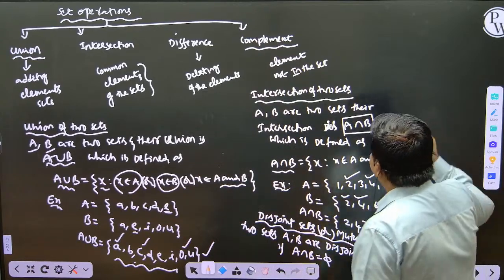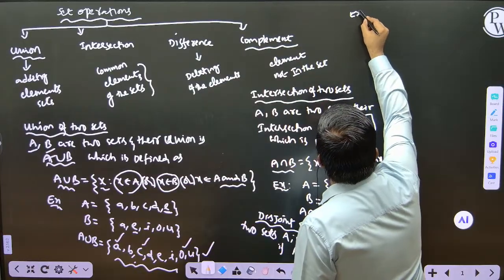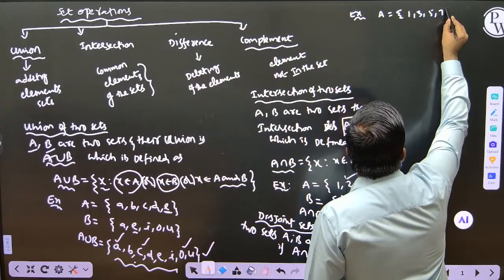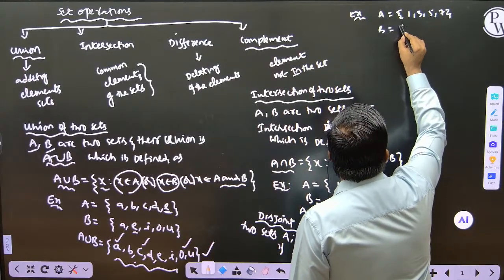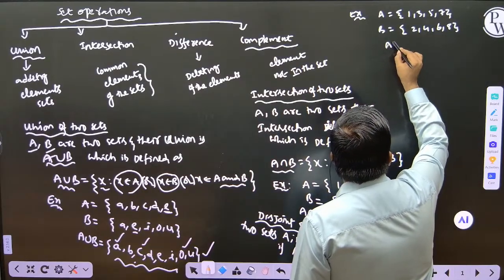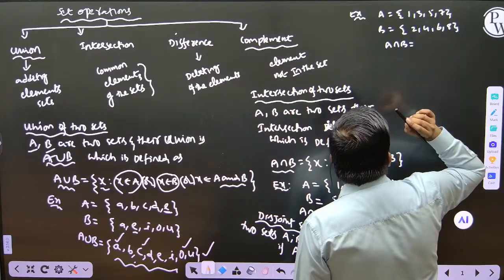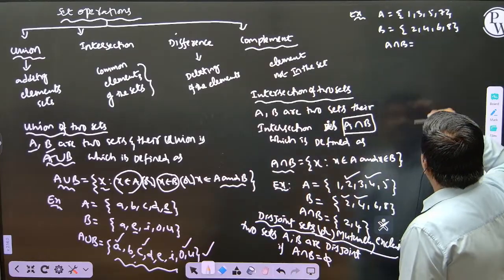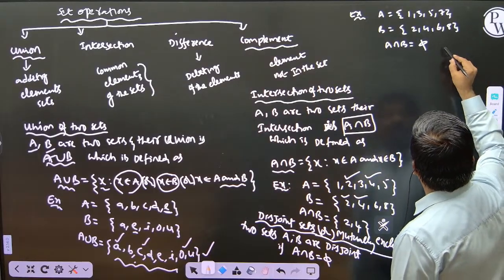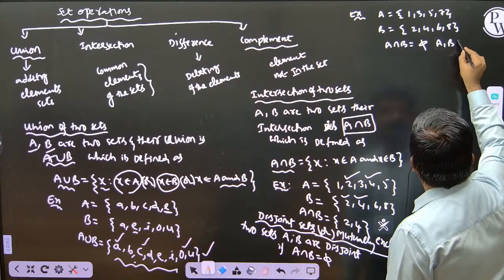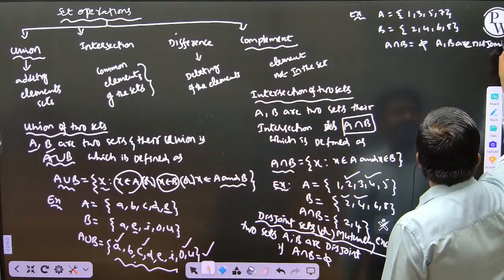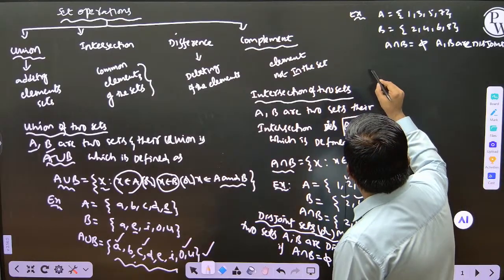The null set. So in the example you see here, A is the set {1, 3, 5, 7} and B is the set {2, 4, 6, 8}. What is A intersection B? The common elements of A and B. There is no common element. That's why it is the null set. So A, B are what? A, B are disjoint.